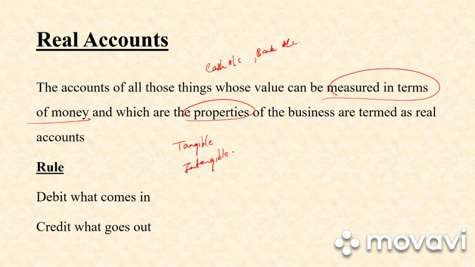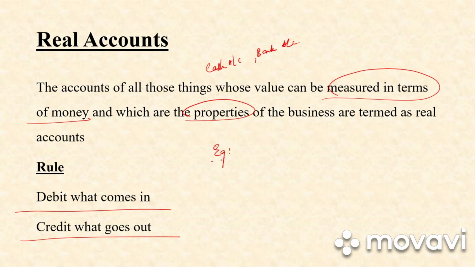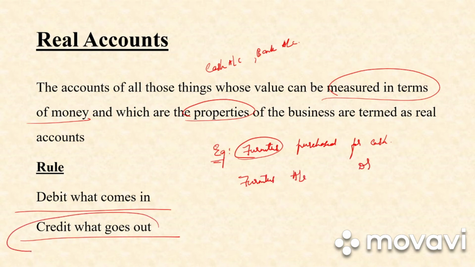So what is the rule of the real account? Debit what comes in, credit what goes out. Let me give you an example. Furniture purchased for cash. So what is coming in? Furniture is coming in. It is a real account. Furniture account debited. Credit what goes out. What is being credited? We are paying cash to cash account. So the rule of real account is very simple. Debit what comes in, credit what goes out.